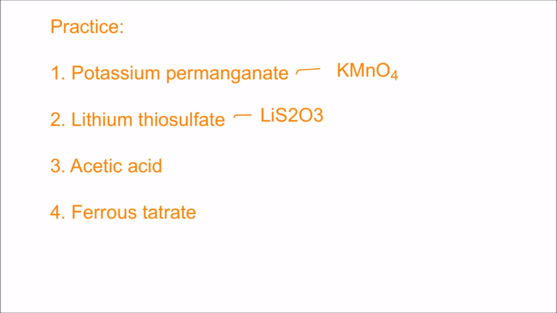Lithium's in group 1, so it's got a +1 charge, and the thiosulfate ion has a -2 charge. So when we crisscross, we need to bring down a 2 in between Li and sulfur. Alright, now you see if you can do acetic acid and ferrous tartrate.